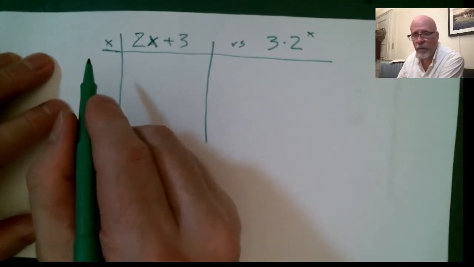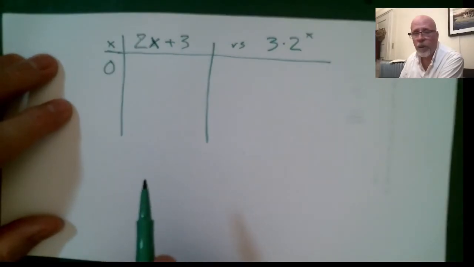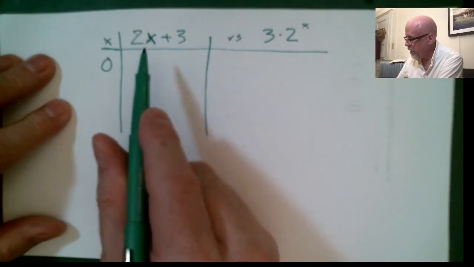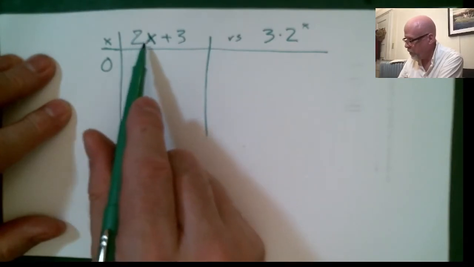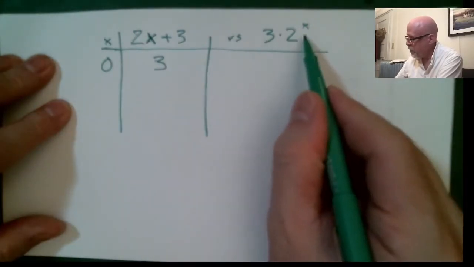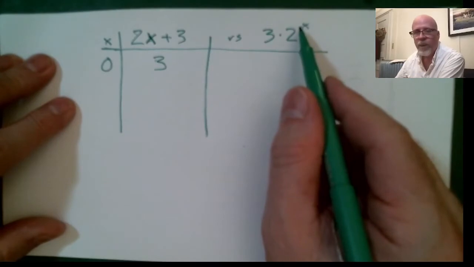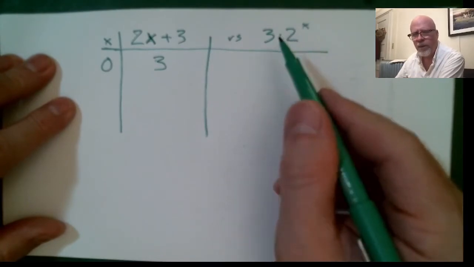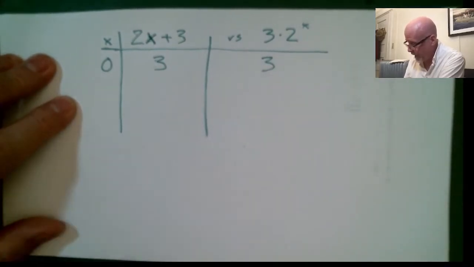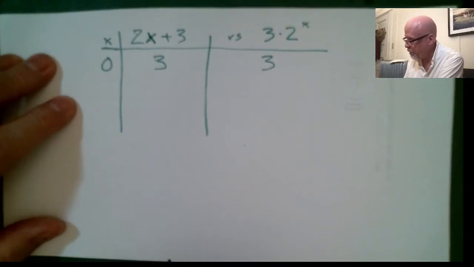One thing that's kind of nice in both cases, when x is 0, it's really easy to figure out what's going on. Because when x is 0, well, the things with x in them kind of simplify. 2 times 0 is 0, so this becomes just a 3. Whereas this one, little tougher, actually. You have to know what 2 to a 0 power is, but I think everybody remembers that rule. Anything to the 0 power gives you 1. So this is also just 3. In other words, they have the same starting value. When x is 0, they both give you the same result.